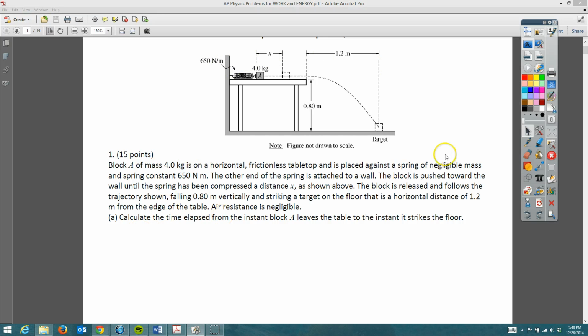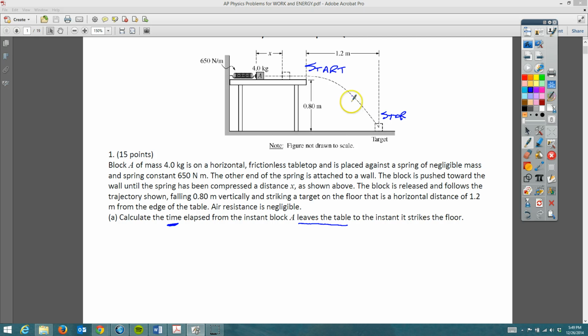So the very first thing we're going to do is solve part A. Part A says calculate the time elapsed from the instant that it leaves the table. So it's starting here and it is going to stop here. Here we've got the start and here we've got the stop. So we just want the time. Obviously we're only thinking about moving in the up-down direction.